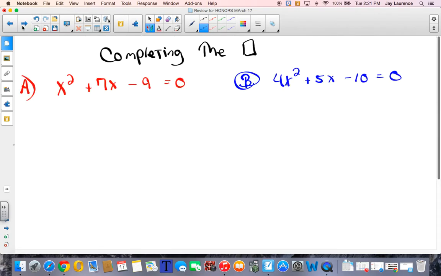Okay, so let's see what else we got. We got completing the square. That's our new thing. Remember, we want a to equal 1. And then problem a does equal 1. So the first thing I'll do is add 9 to both sides.